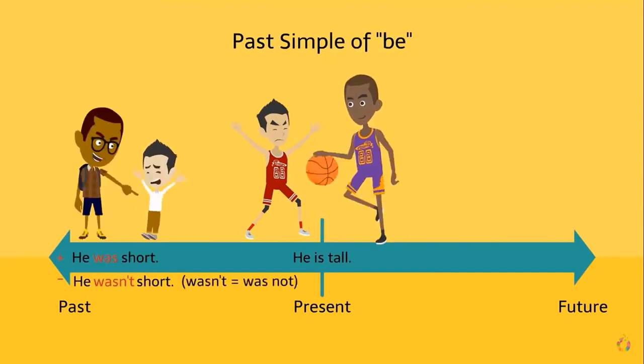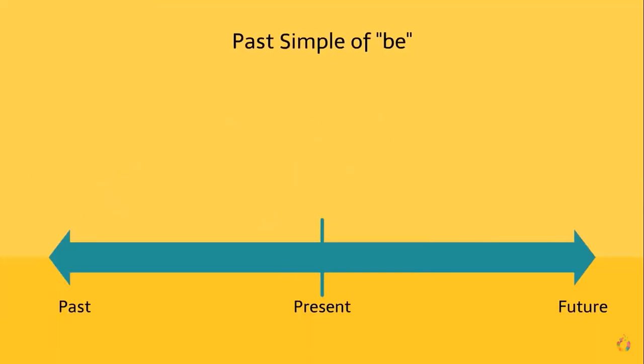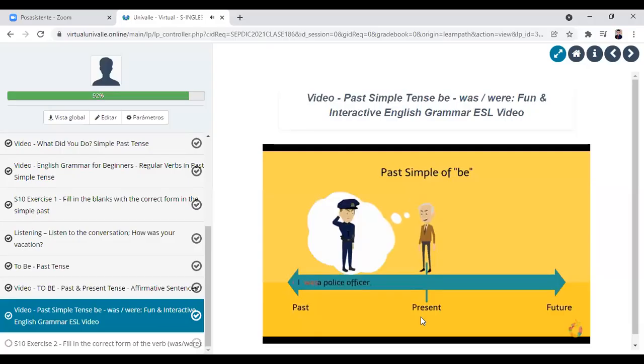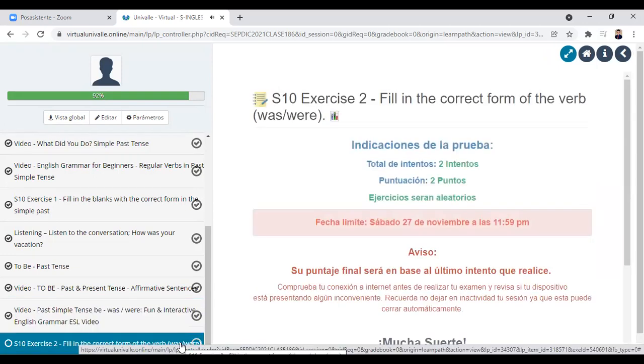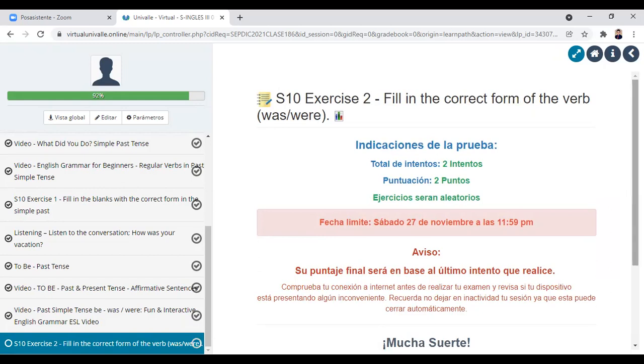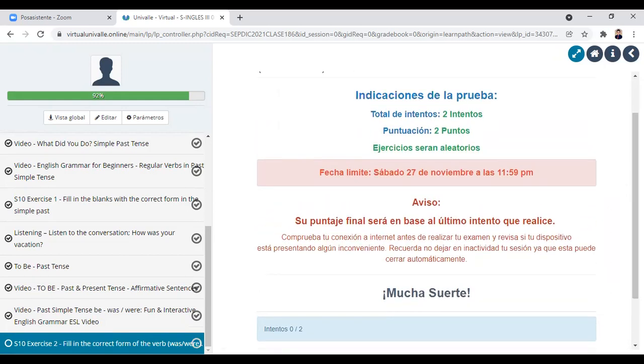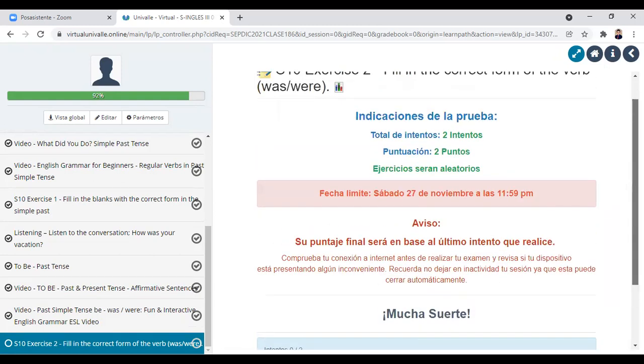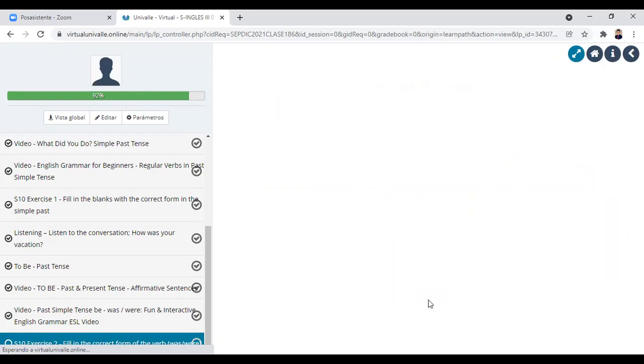That is one of the main aspects to be relevant when talking, when teaching, which is the verb be. Okay, and also guys, at the end of this session, you're going to have another evaluated exercise, and you are going to fill in the correct form of the verb was, were. In this case, you're going to have 2 attempts, and this exercise will be available until Saturday, 27th, at midnight, okay? And this is part of your accumulative process, so it means that it counts.